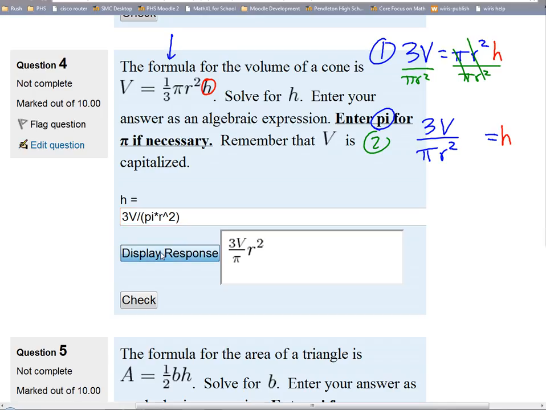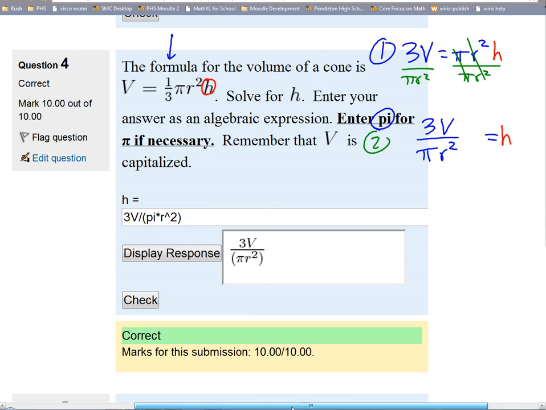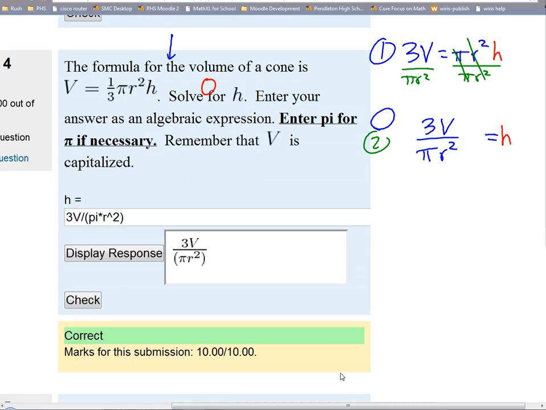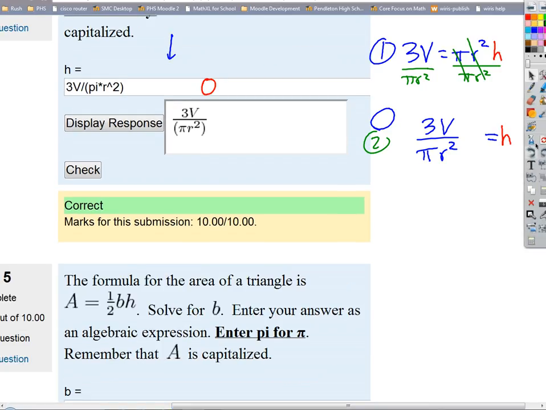Now let's hit display response, and that looks better, doesn't it? Now I've got everything on the bottom where I want it. All this stuff right here is on the bottom. So if I hit check, I should be fine. And I am. How about that? Okay, one last thing.